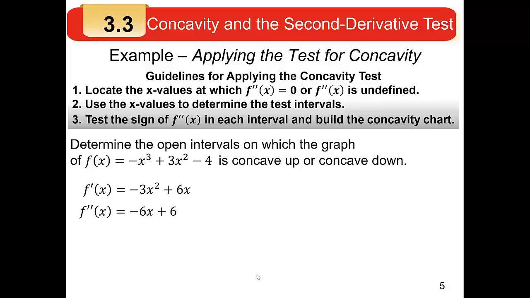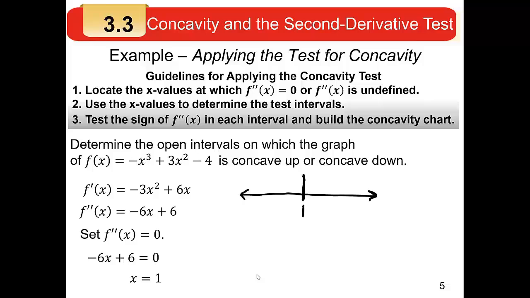And then we want to know where the second derivative of the function is either 0 or undefined. As I just said, for polynomial functions, there aren't any undefined values, so we're strictly looking at where the second derivative is 0. So if you set that equal to 0 and solve for x, you'll find out in this particular problem, there's only one value where the second derivative is equal to 0. What do you do with it? You take that and put it on a number line. You want to determine your test interval.